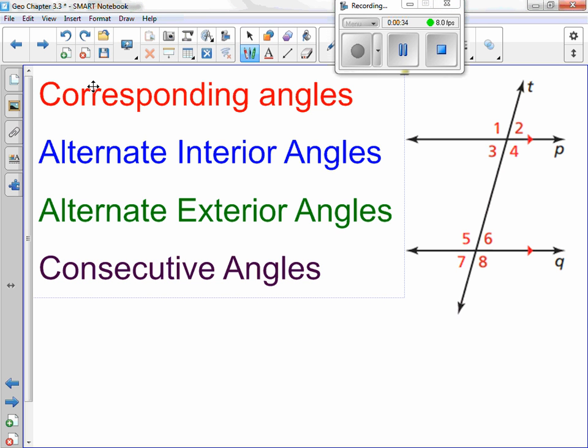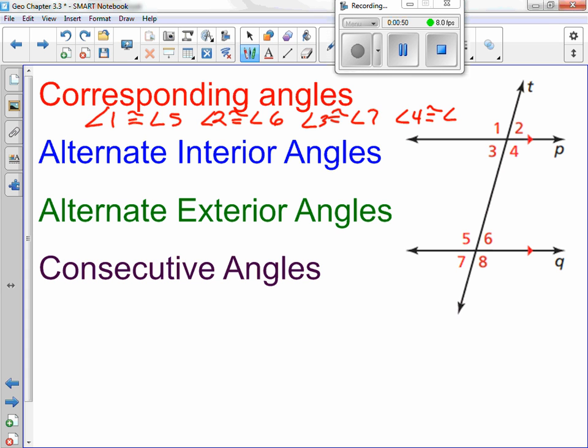So for us here, we went through the diagram and said that for corresponding, we had angle 1 is congruent to angle 5. Angle 2 is congruent to angle 6. Angle 3 is congruent to angle 7. And angle 4 would be congruent to angle 8. So for our corresponding angles, we're going to have 4 sets. When we're talking about 2 sets of lines that are parallel and a transversal that cuts them.